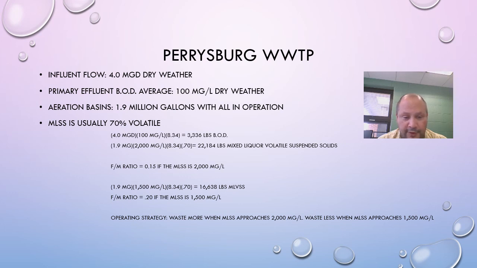So if we had our plant running at 2,000 milligrams per liter mixed liquor suspended solids, based on that operating data, our F/M ratio would be around 0.15, which is pretty low, lower than the 0.2 to 0.5 that we would like to be at. So we ran the calculation again and found that if we were around 1,500 milligrams per liter in the aeration basins, then our F/M ratio would be right at that 0.20. So that's how we picked our operational strategy.